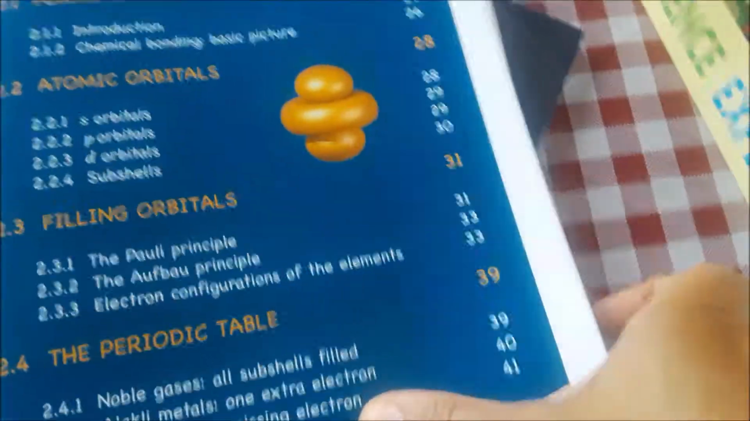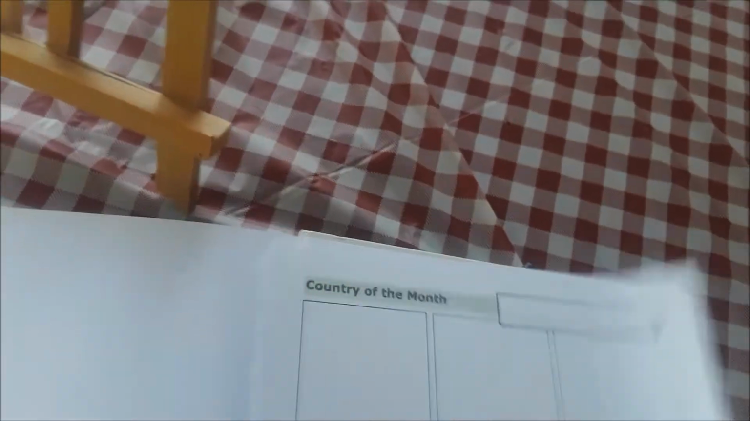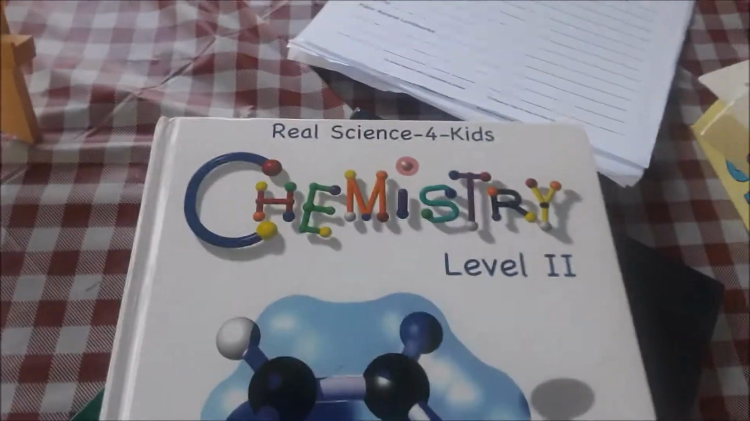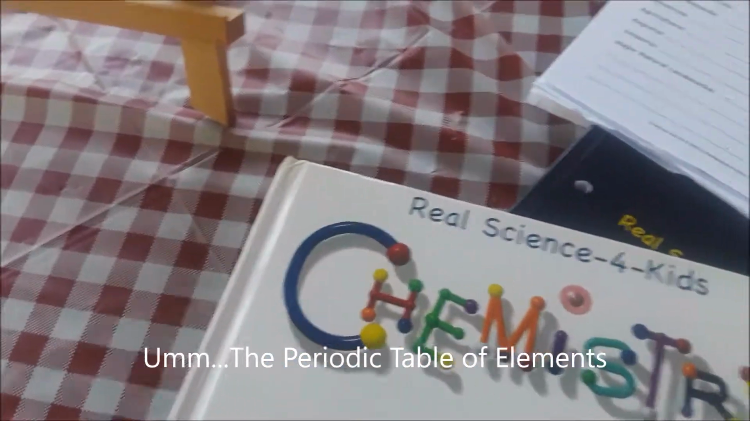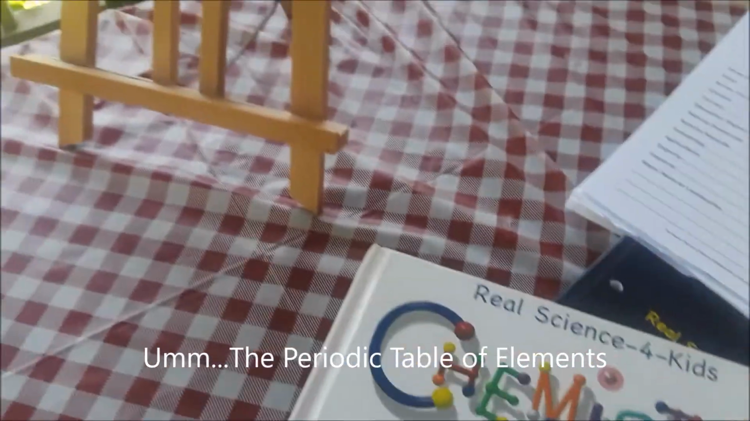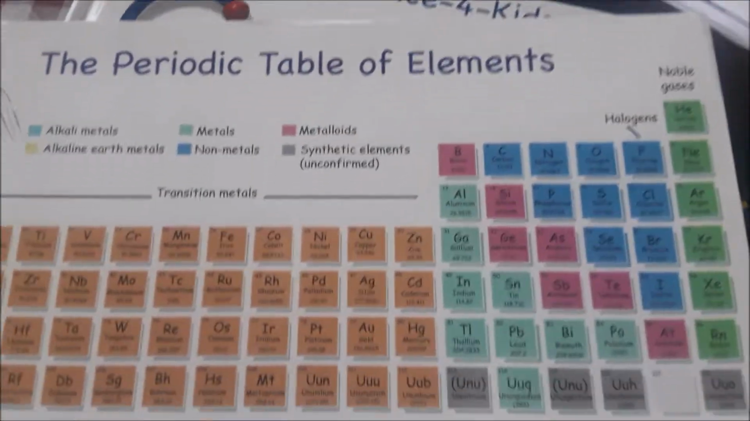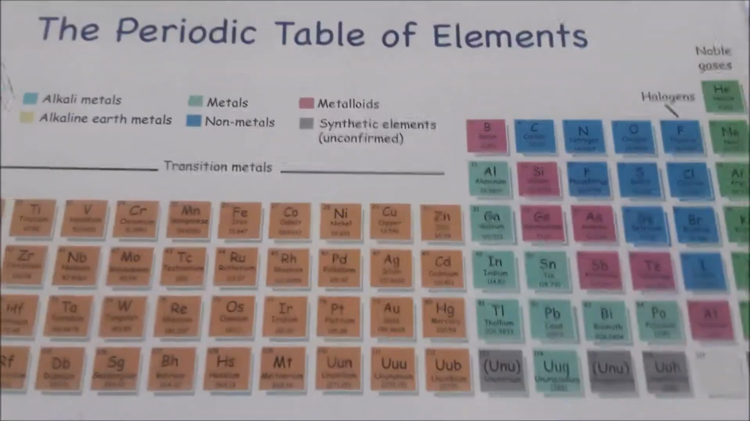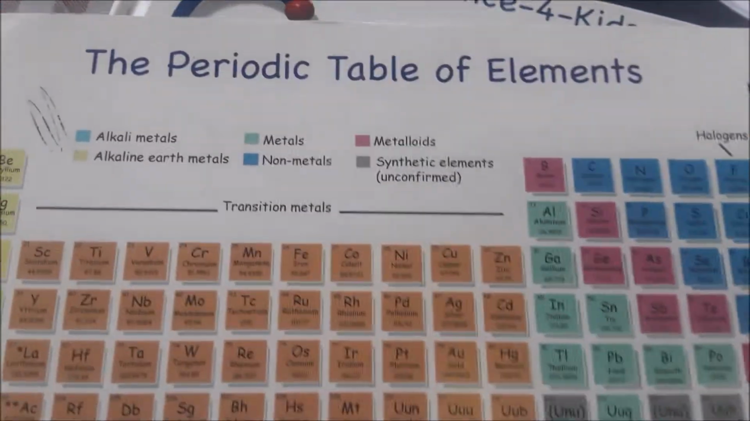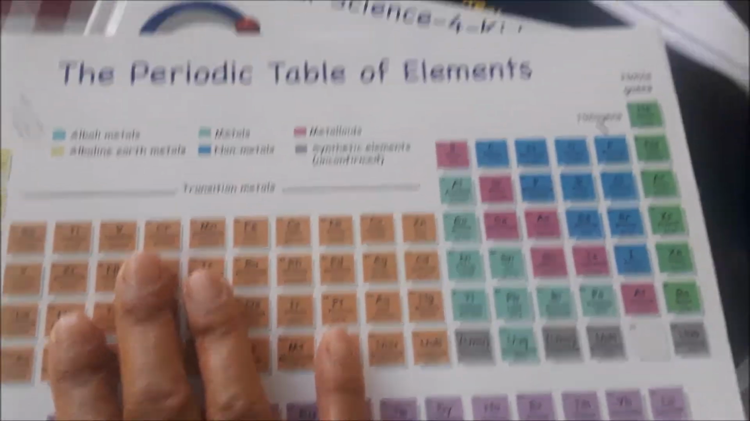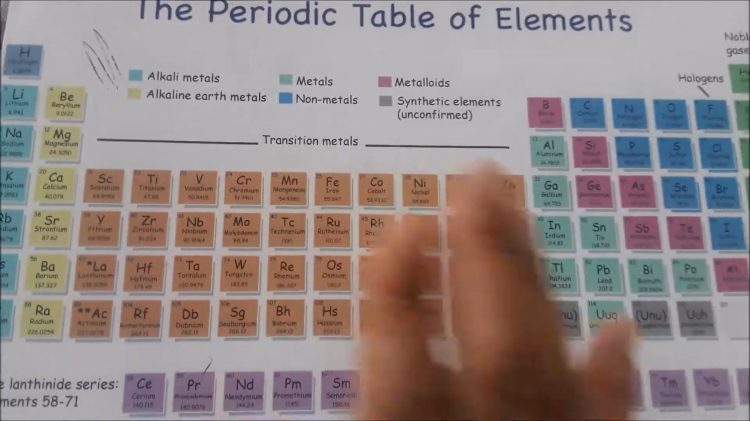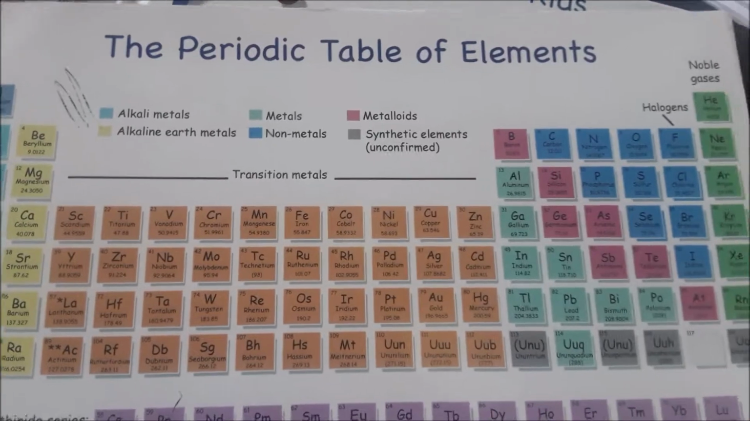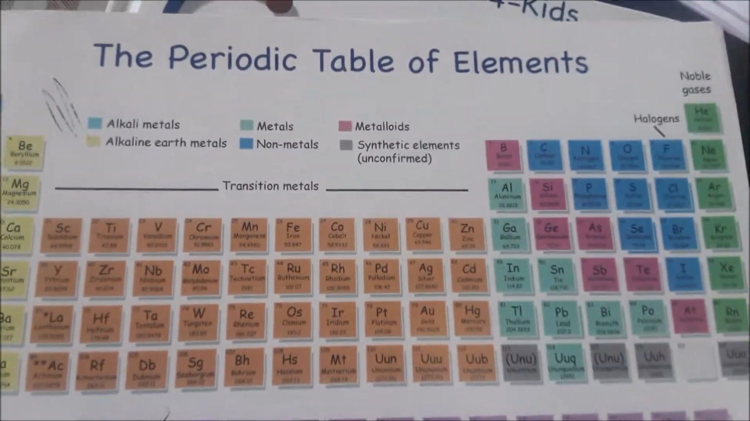So also, in this book, what I got was a chart. This chart came with each book that I bought. So you do get the periodic table of elements. Now, it's not anything that he truly has to memorize. I'm not going to require him to memorize anything as far as this whole periodic table.